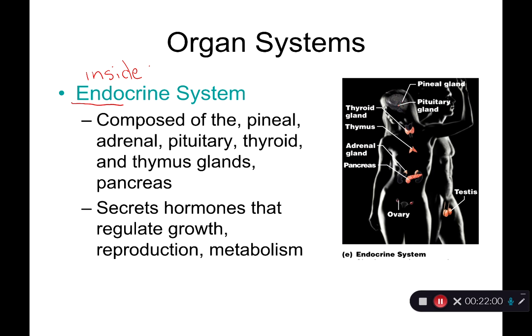So we have things like the pineal gland, which is up in the brain, the adrenal glands, which sit on top of the kidneys, the pituitary gland, which is also in the brain, the thyroid gland, which is up in the neck, around your larynx, your voice box, the thymus gland, which sits right on top of your heart, and the pancreas. The pancreas is sort of sandwiched right there in the first part of your small intestine. And again, all of these glands are really important in regulating things like growth, reproduction, metabolism. So all of these are part of the endocrine system.